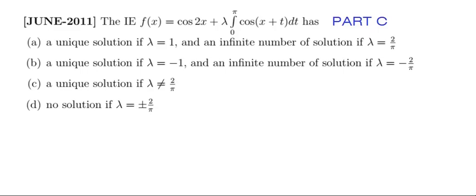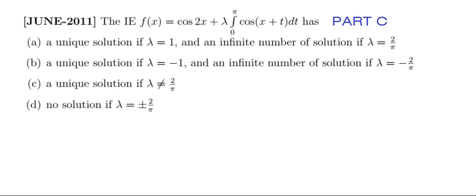In this video, we will solve a problem asked in CSIR NET June 2011 in part C. This question is related to integral equations. Here we are given the integral equation f(x) = cos 2x + lambda times the integral from 0 to pi of cos(x + t) dt. We need to check under what values of lambda this equation has a unique solution, no solution, or an infinite number of solutions.